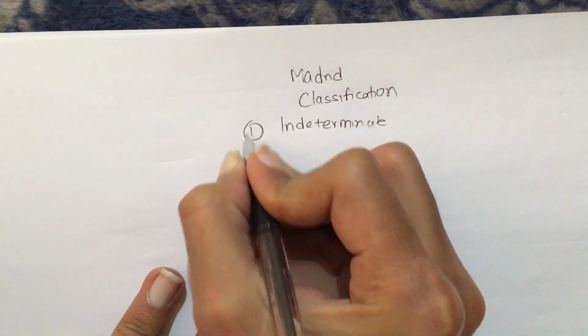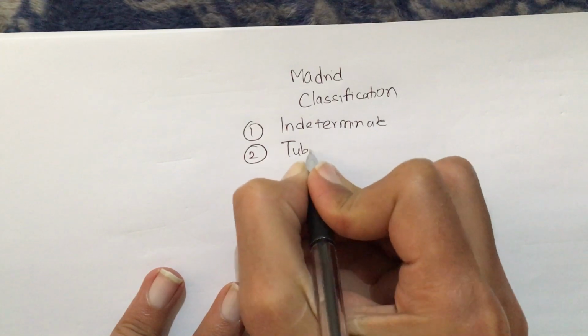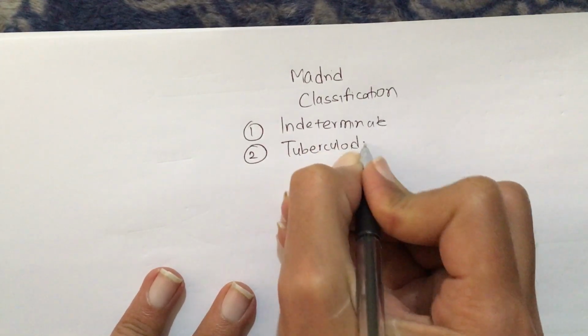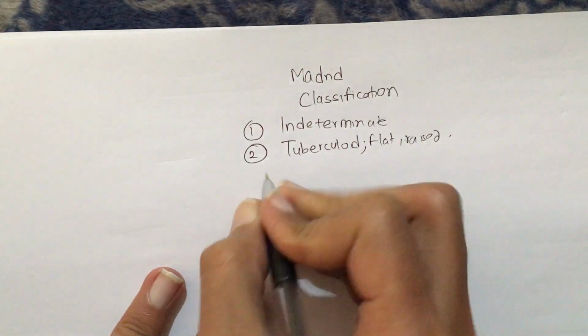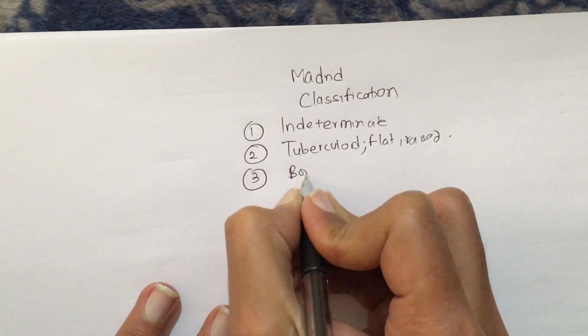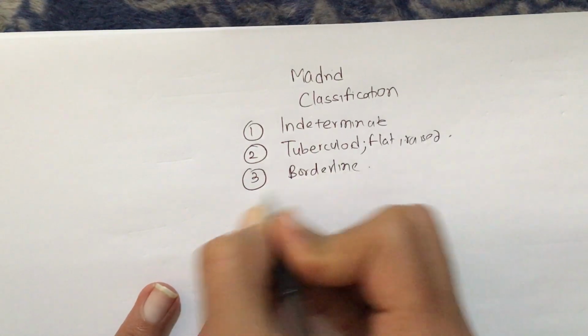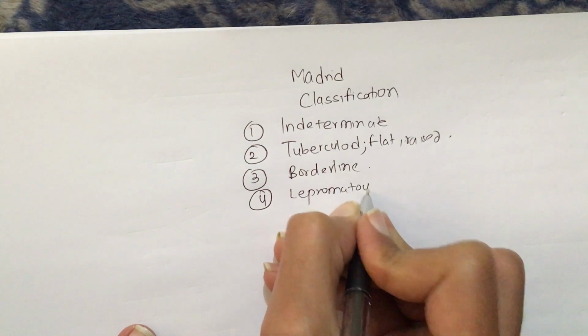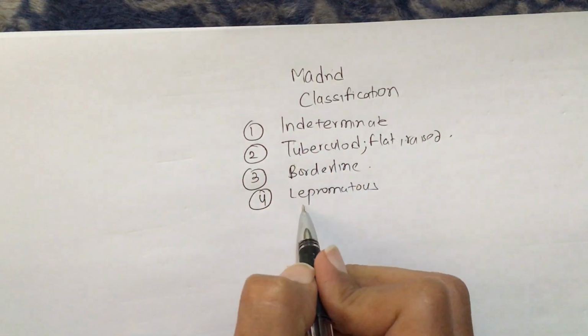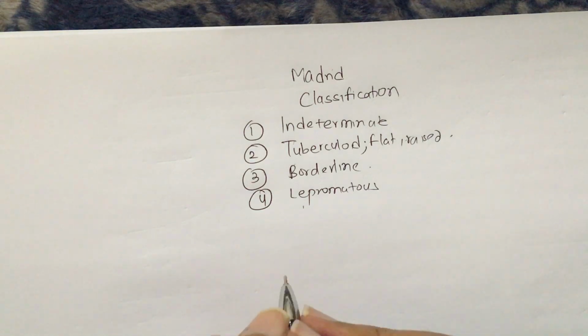First is indeterminate, second is tuberculoid, flat or raised, borderline, and lepromatous. So the Madrid classification is similar to the Indian classification. All these four are also present in the Indian classification, but the fifth, that is the pure neuritic type, is only present in the Indian classification. It is not present in the Madrid classification, and it is not present in Ridley and Jopling's classification.